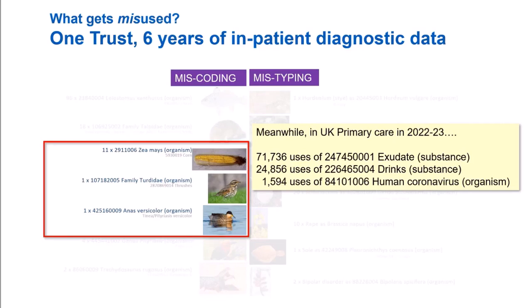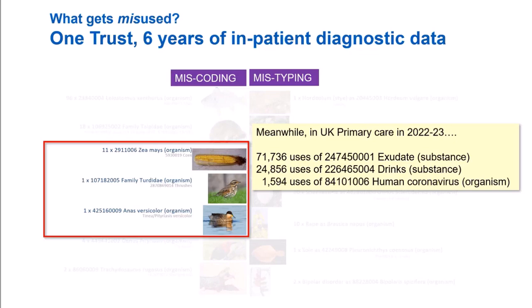What they've actually put in, in 71,000 cases in 1 year, is a code for just a substance. It's not a diagnosis, it's not a clinical finding. Very unclear what that means. Next one down, drinks, probably means a euphemism for they're an alcoholic. But putting the code drinks into a patient record means a substance. That's the common parent of water, amongst other things.